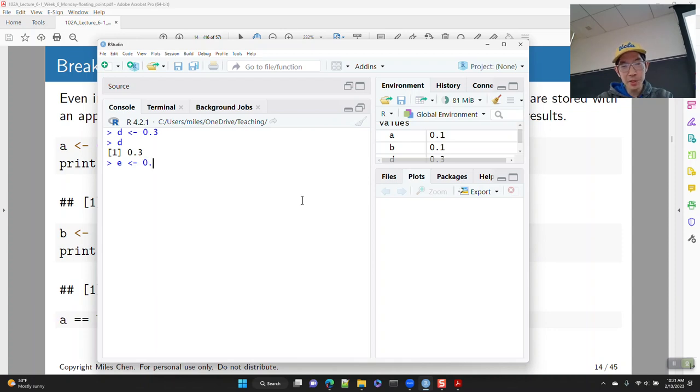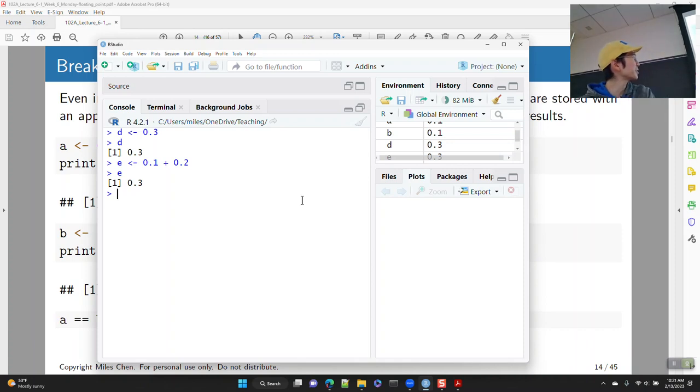What's E? E is going to be 0.1 plus 0.2. So what's E? E is 0.3. Okay, so now you are expecting what I'm going to say. If I ask, is D equal to E? False, okay. All right, what about F? F is going to be 0.15 plus 0.15. F is 0.3. Okay, is D equal to F?